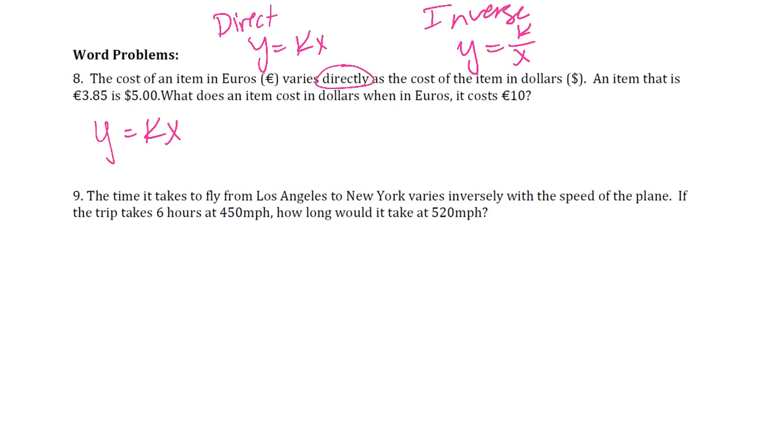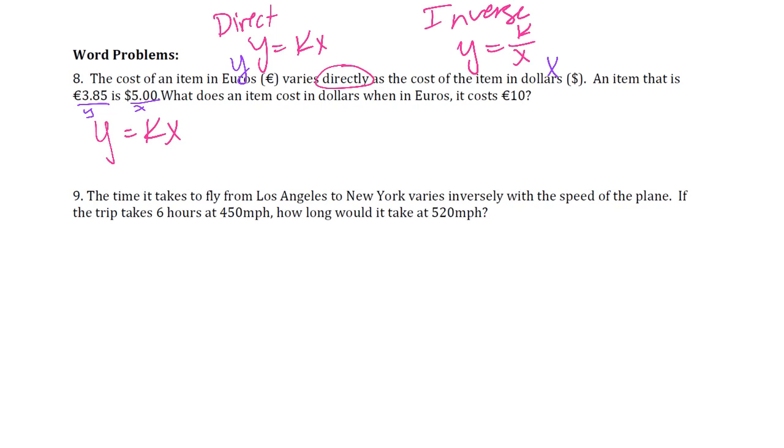So we're going to say that euros is going to be y. The only reason I'm picking it for y is because it's the one that comes first, and then the dollars is x. So you got to pick one as y and one as x. It doesn't matter which one you pick. It'll end up working out the same no matter what. Just make sure you're consistent in which one you plug in for which. So an item that is 385 in euros, so that's going to be your y, is $5 in US currency.